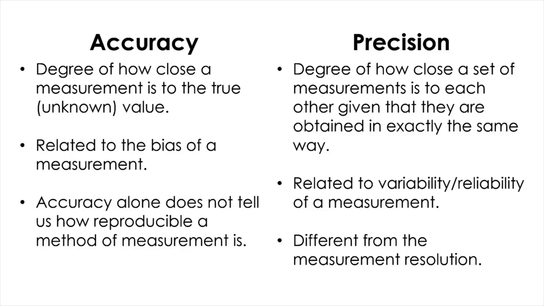When your measurement is far away from the true value, your measurement is called biased. However, knowing this quantity alone is not enough to describe the measurement characteristics of a device, because accuracy alone does not tell us how reproducible or reliable a measurement is. Therefore, we need another component of error in measurement called precision. Precision is defined as how close a set of measurements are to each other, given that they are obtained in exactly the same manner. The concept of precision is closely related to the reliability of a measurement, and the opposite is the variability of a measurement.